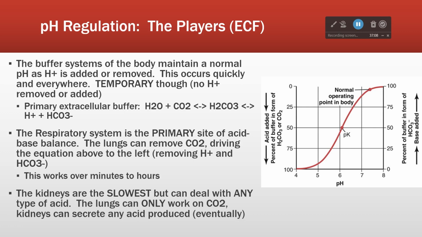Since this is our primary extracellular buffer, it means that the lungs can effectively get rid of a hydrogen ion by blowing off a CO2. If we take an H plus and a bicarb and make carbonic acid, which falls apart into H2O and CO2, we get rid of the CO2. So what have we done? We got a water in exchange for a bicarb, and we used up a hydrogen ion. So we effectively elevated our pH a tiny, tiny little bit.